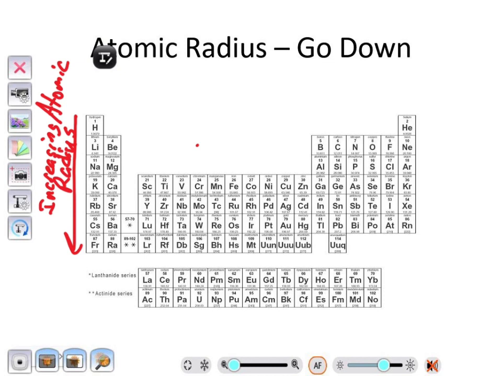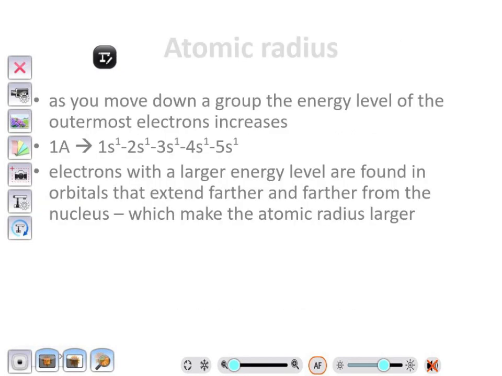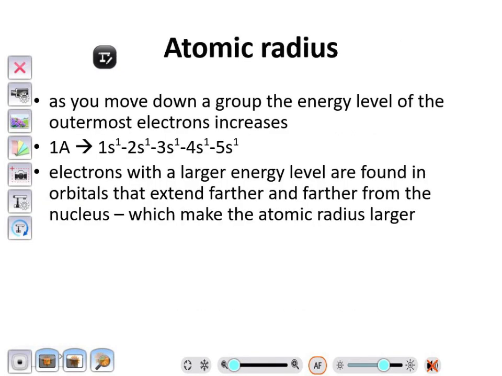Okay, so questions on atomic radius as you go down a group? Okay, then again, the reason for this comes down to going down a group means that you have increasing energy levels for those outermost electrons.